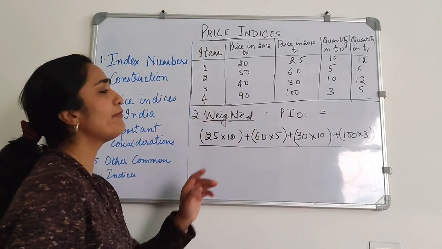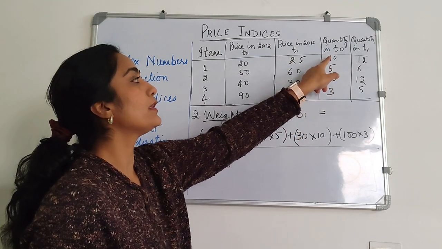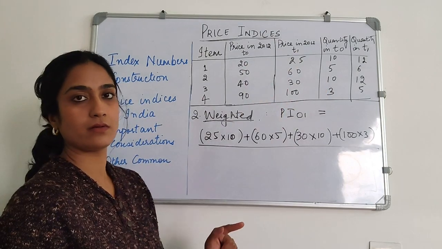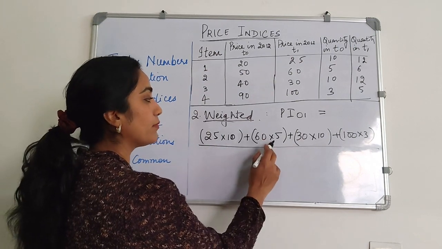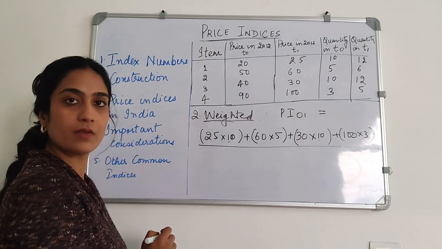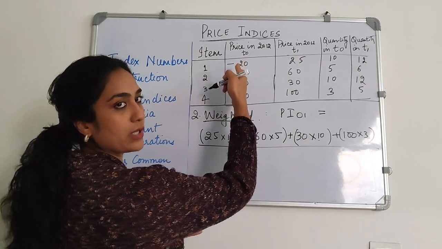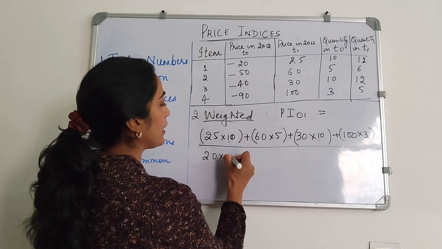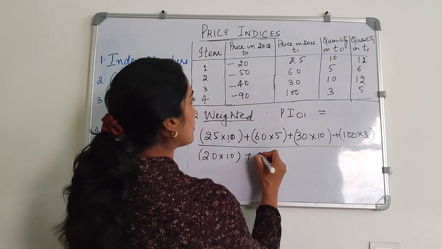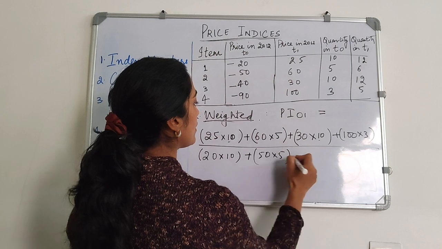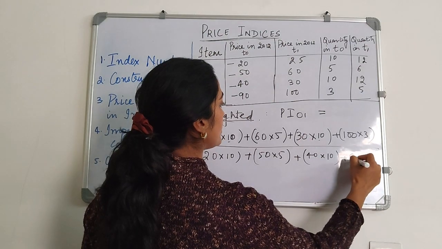So what we have done is that we have weighed each price by its importance in the economy. So 1 and 3 are consumed more, so they are weighed more. Similarly, in the denominator, now we will take prices of 2012, so 20, and we will again weigh them by the basket. So 50 into 5 plus 40 into 10 and 90 into 3.